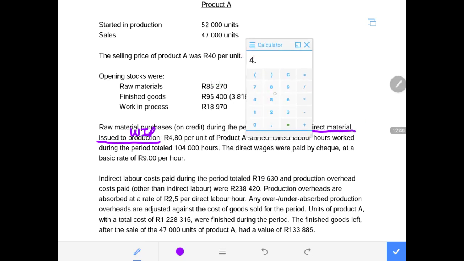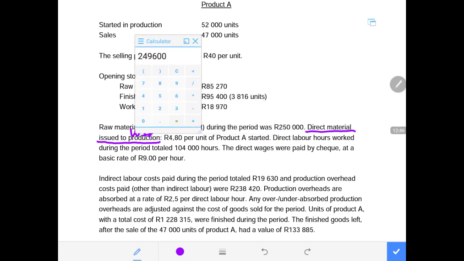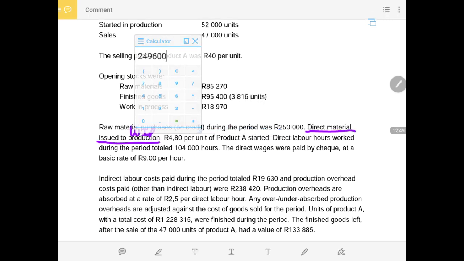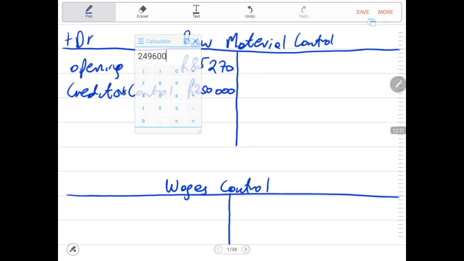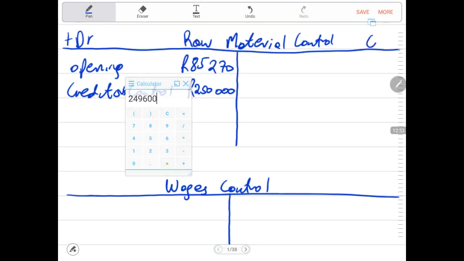So that will be 480 cents times 52,000 units. This will give us 294,600. That will be decreasing our raw material. Remember, raw material is an asset, and assets decrease on the credit side.